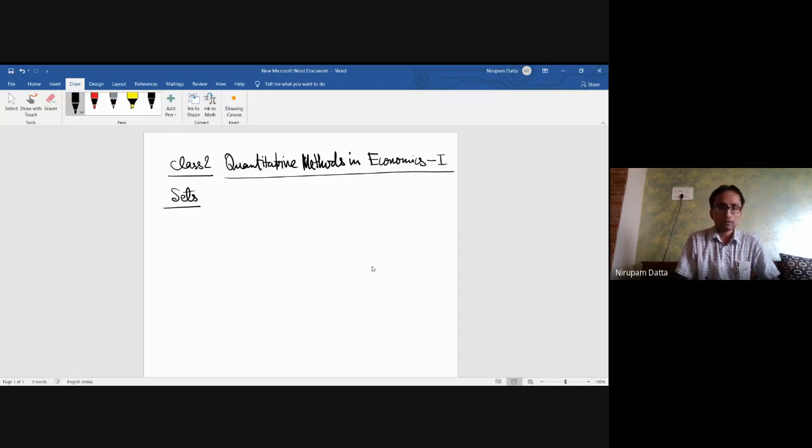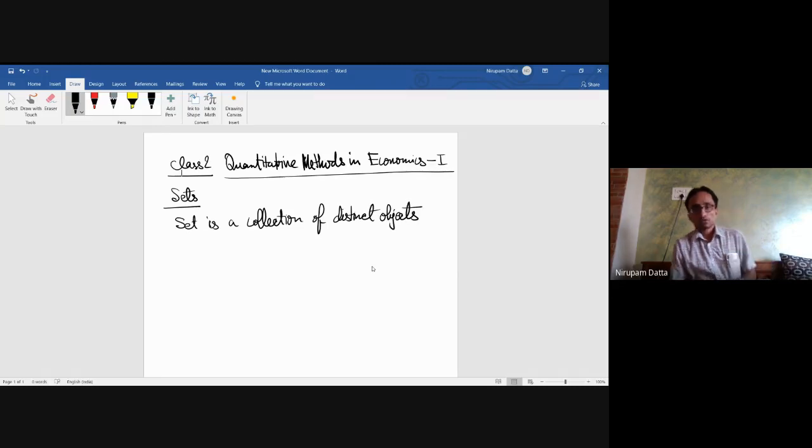By now many of you might have heard about sets. A set of goods, a set of books, a set of pens, a set of clothes, etc. So what does set actually mean? A set, by definition, is nothing but a collection of distinct objects.